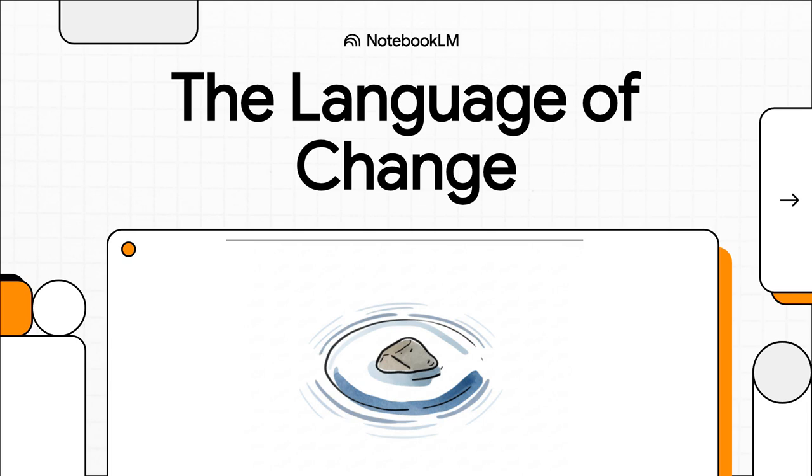Seriously, it's the mathematical language that describes pretty much everything that changes, moves, grows, or decays. We are talking about differential equations.